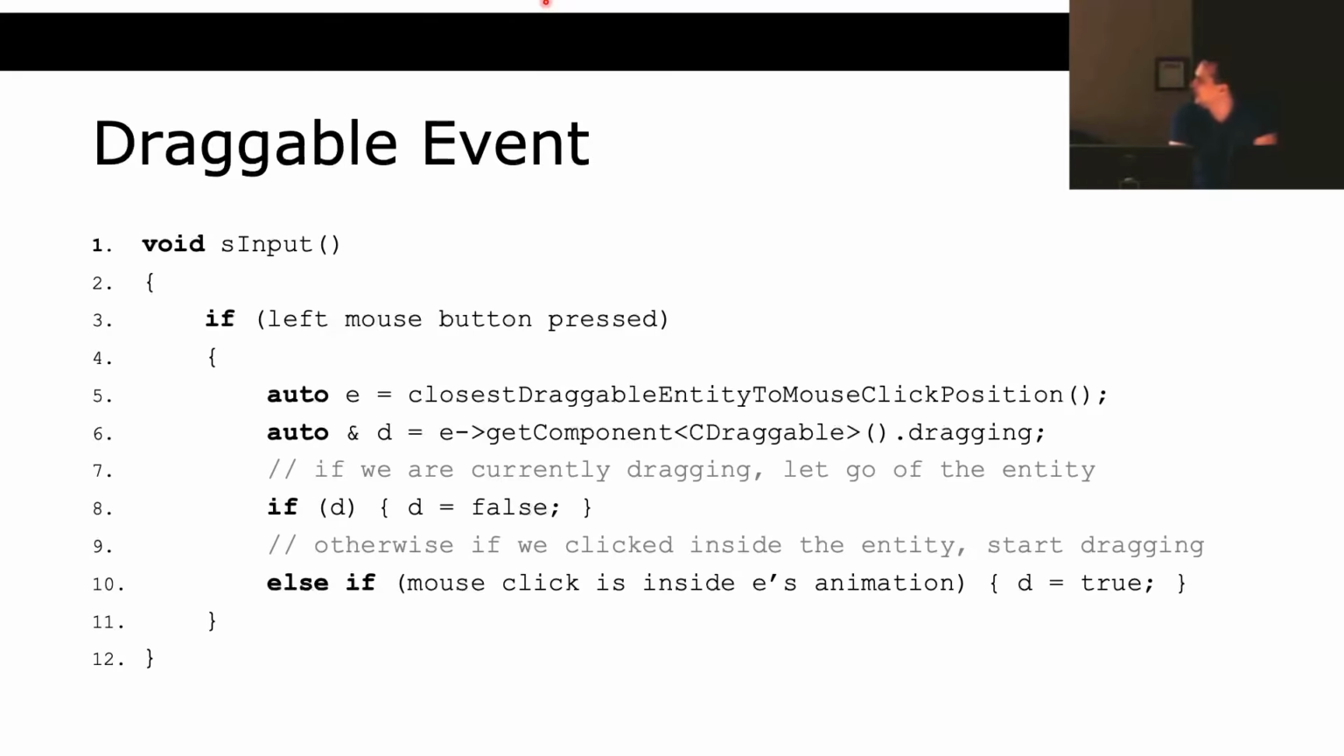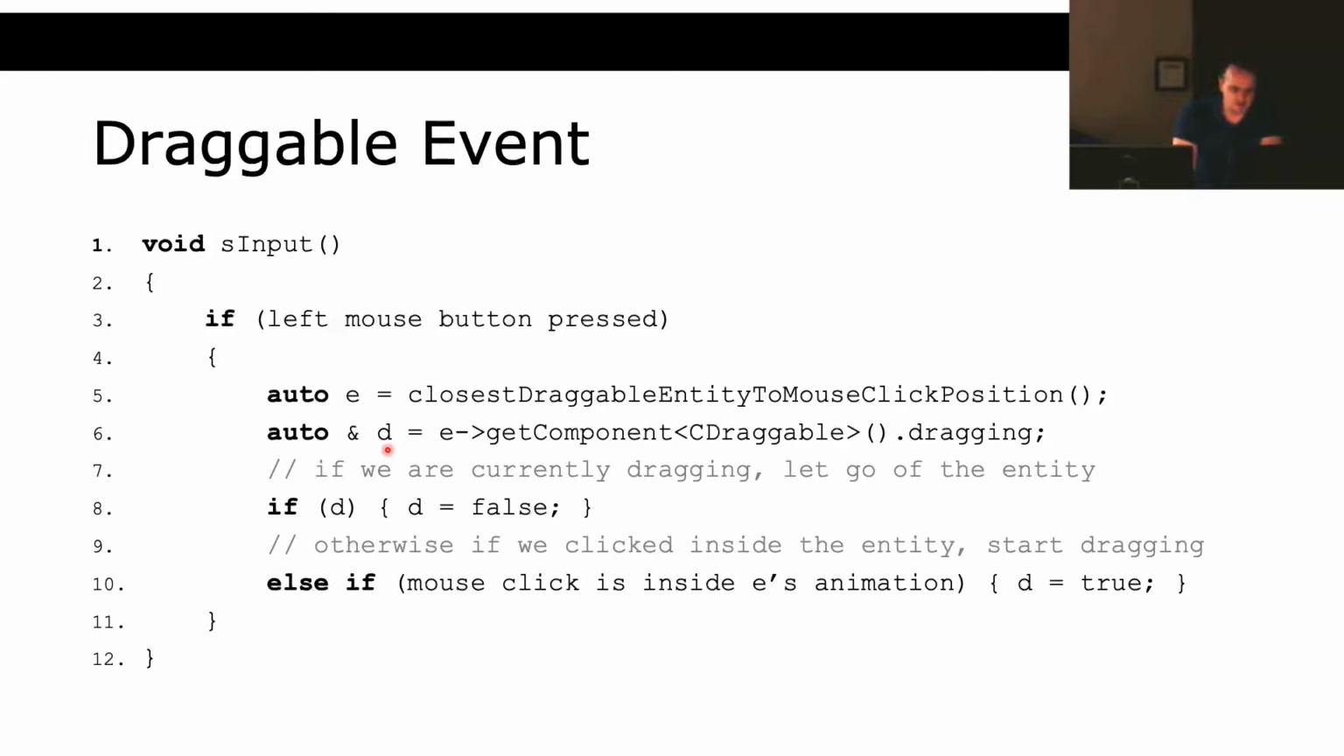So this is sort of our input system, and it's a mix of pseudocode and C++. Essentially, if the mouse button is pressed, what we might do is try to get the closest draggable entity to the mouse click position. Maybe that's a function that you have, or maybe you just iterate over all of your entities and see if this click is in there.